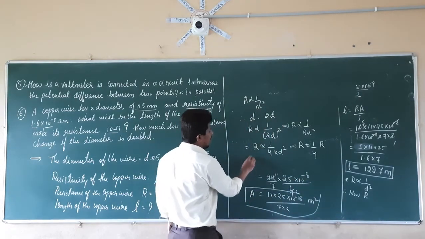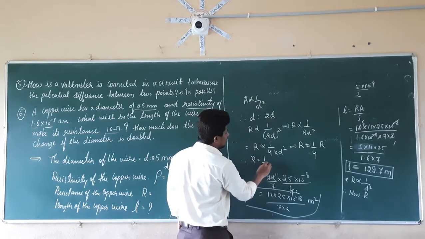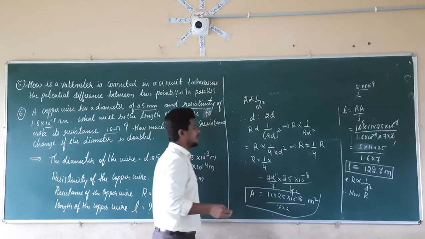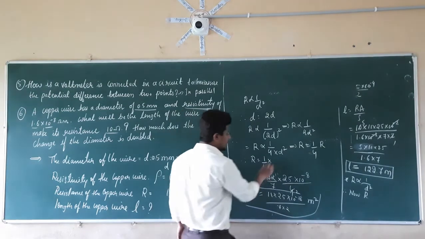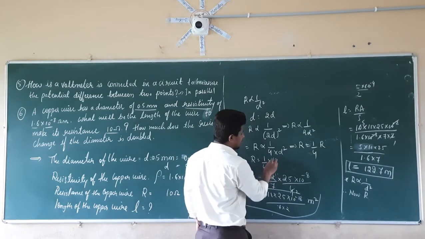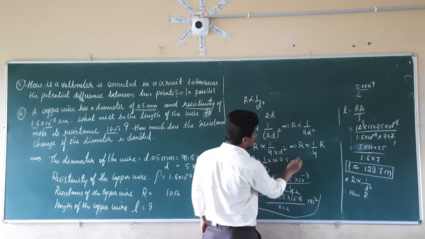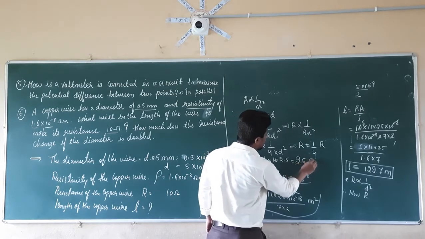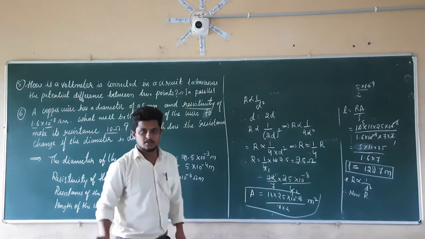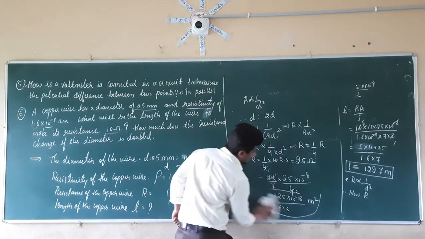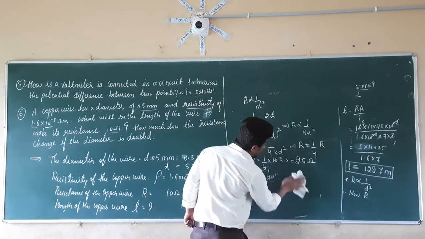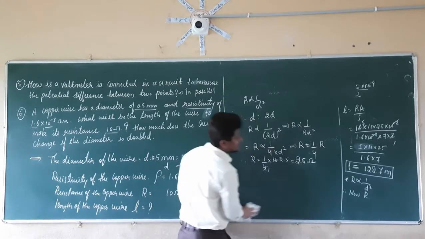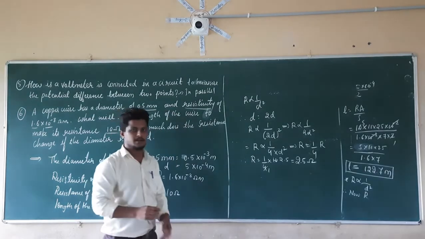Therefore, R is equal to 1 divided by 4 into the value of the original R, that is nothing but 10 ohms. So 4 ones are 4, and 10 by 4 is 2.5. So it is equal to 2.5 ohms. So the new resistance is equal to 2.5 ohms. So it is decreasing by 4 times.